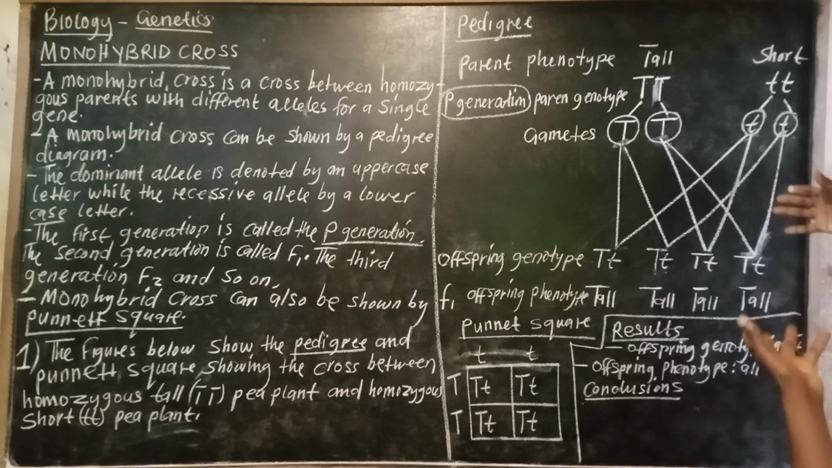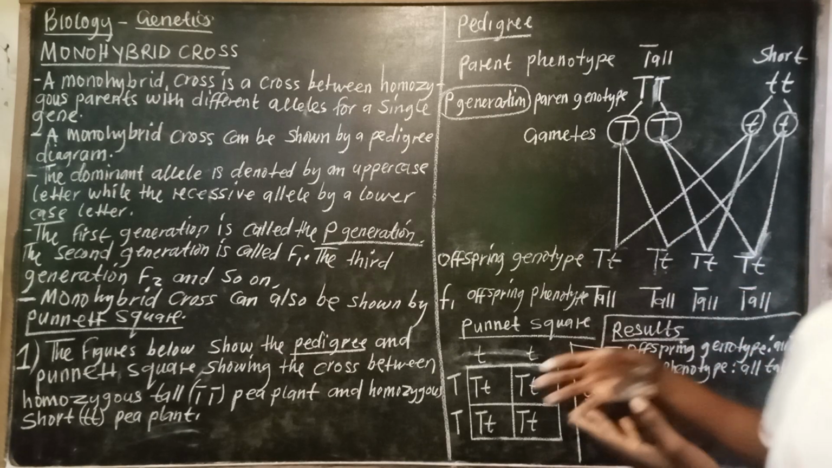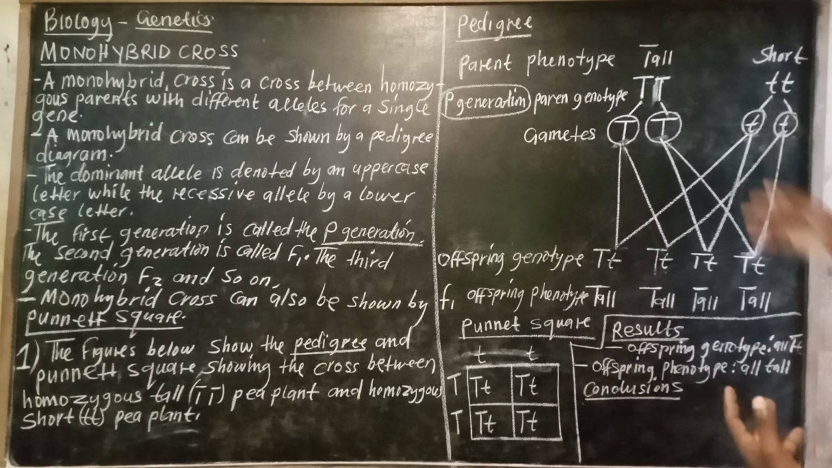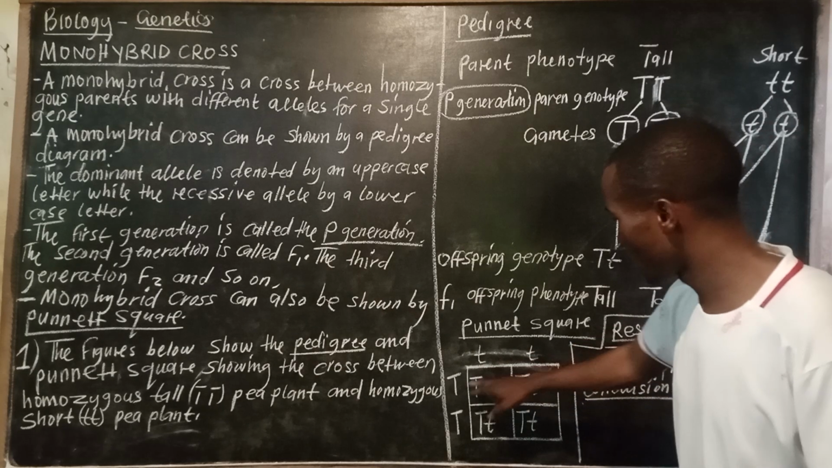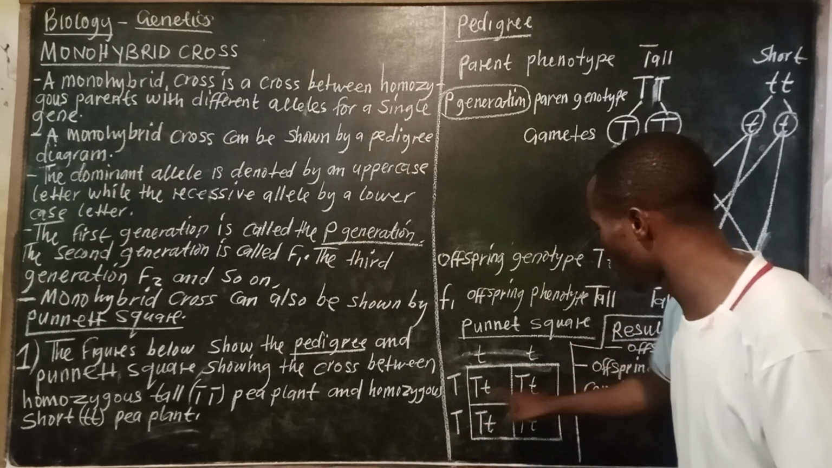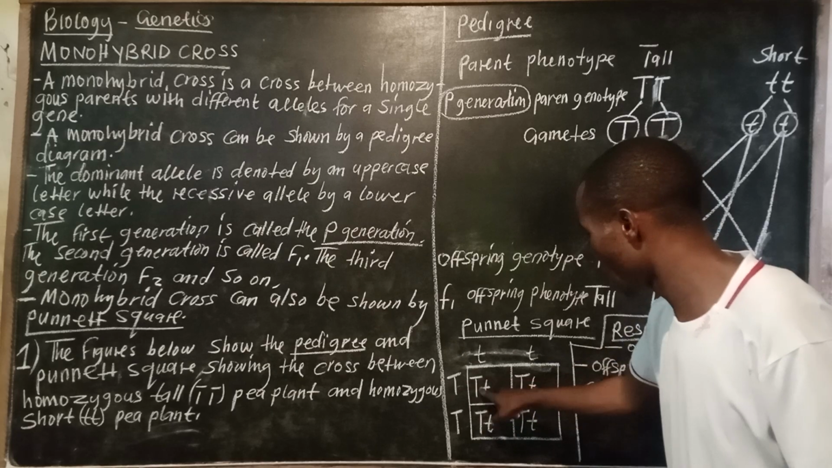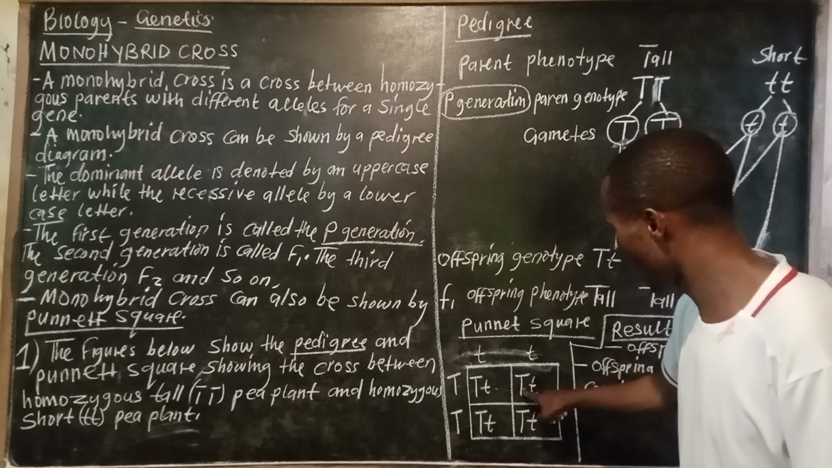So now we have seen how to represent a monohybrid cross using a pedigree or genetic diagram. Then we can come to the Punnett square. So how can we use it? Remember, we have two shorts there, then two talls. Okay, so this box will contain this one, and this one. Then the other box again, we have this one.